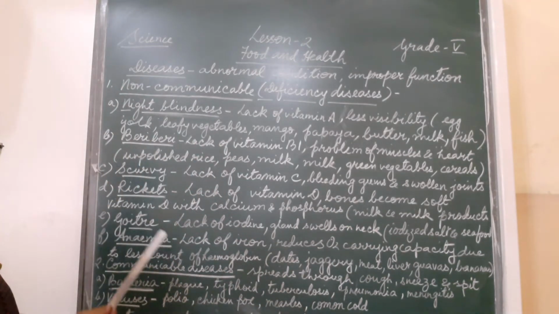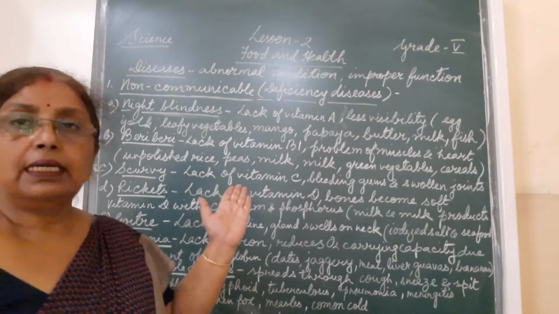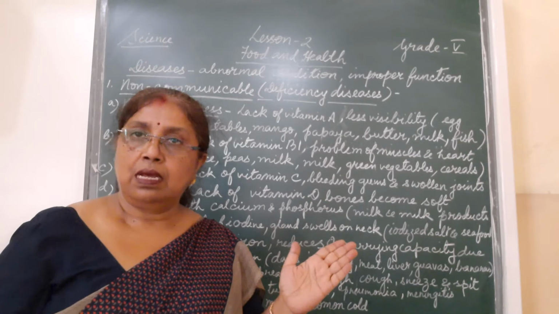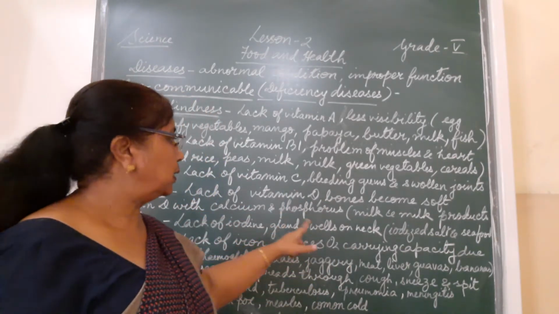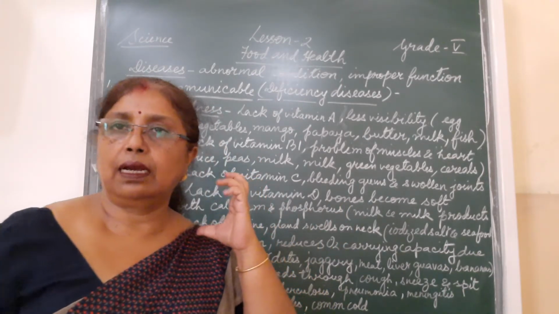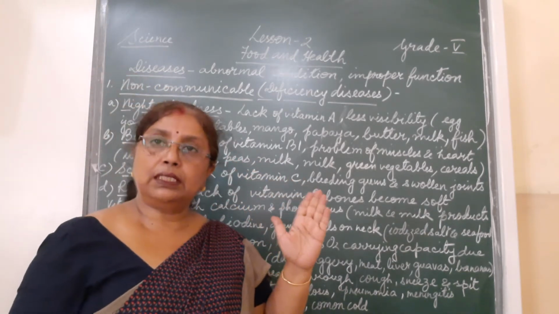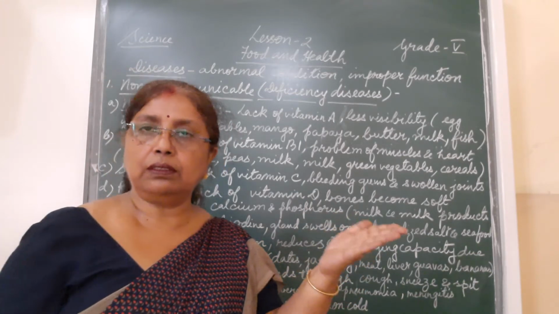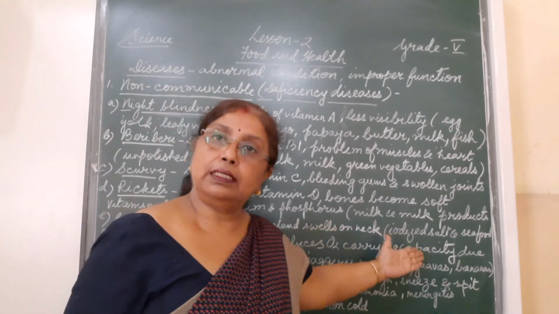Now the next disease is goiter. Goiter is because of the lack of the mineral iodine. In this disease, a gland swells on the neck region here. A large gland swells. Iodine rich foods are seafood, means the fishes or the other creatures who live in the sea or ocean, and of course iodized salt.